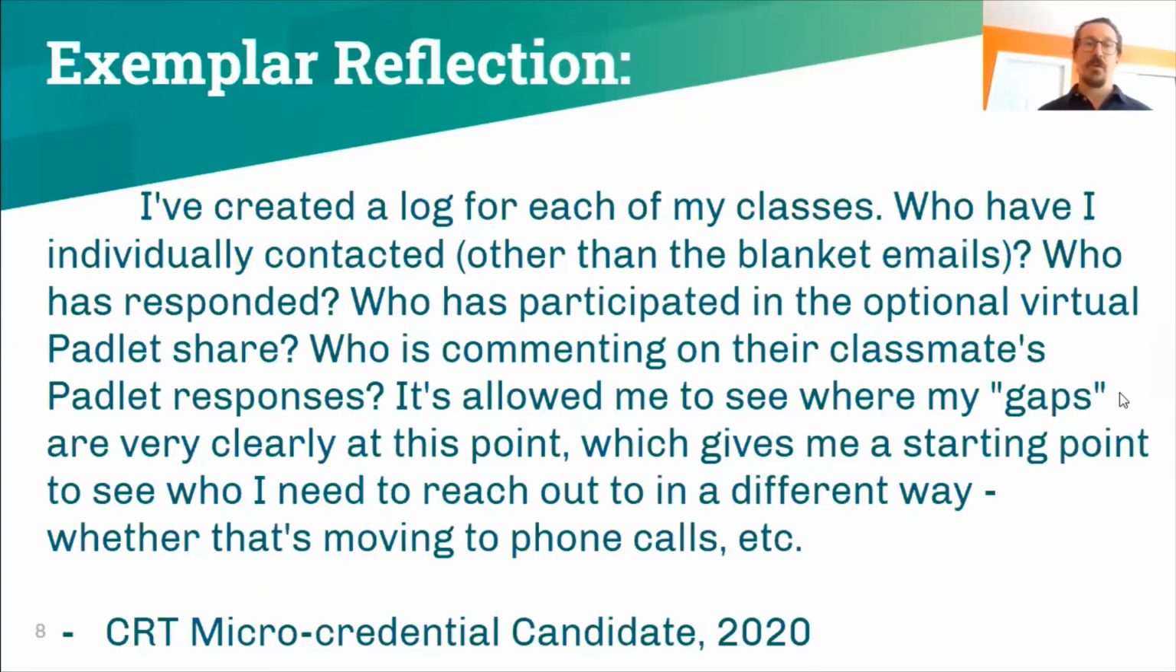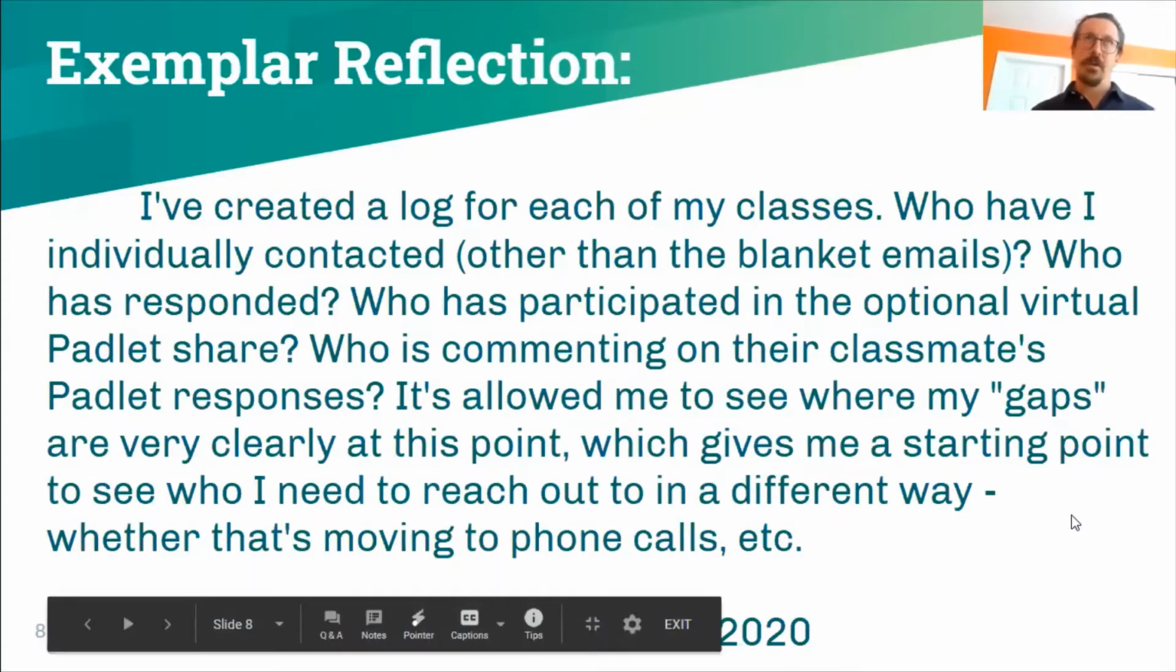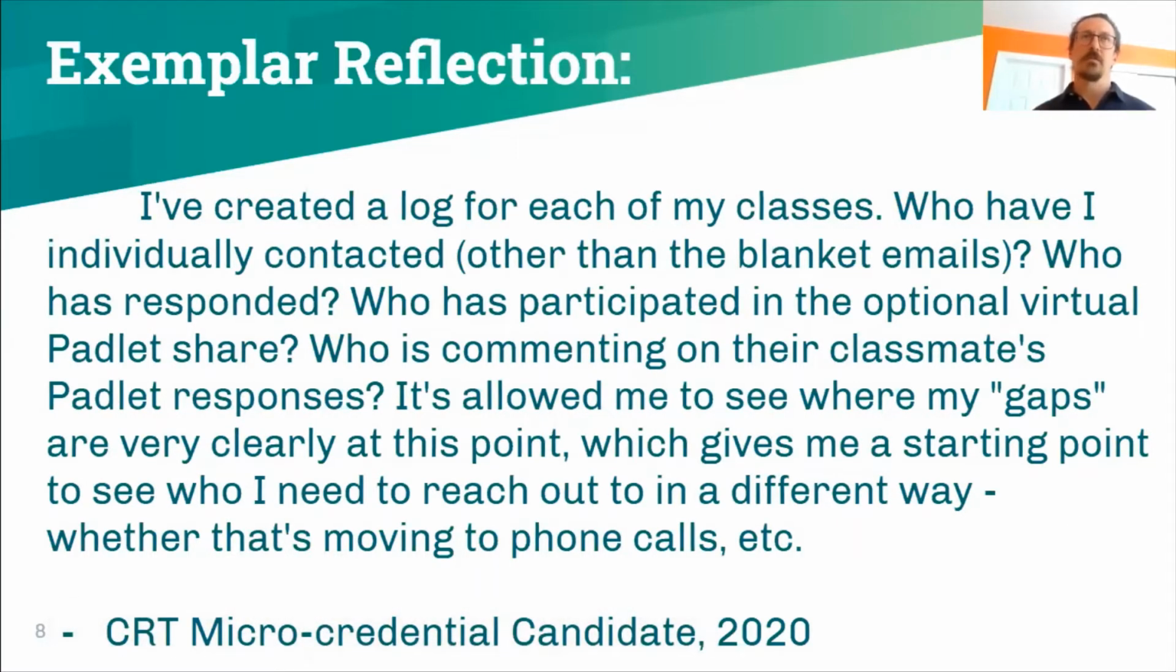It's allowed me to see where my gaps are very clearly at this point, which gives me a starting point to see who I need to reach out to in a different way, whether that's moving to phone calls, etc. What I liked about this was that it took a systematic, what I call an equity audit approach, to identify gaps, not just on who had contact, but also who was interacting with the learning. And I think this is a nice example of a creative way that we can begin to think about how we look for gaps in our feedback and how we look for gaps in our assessment of what students are learning and how they're growing.